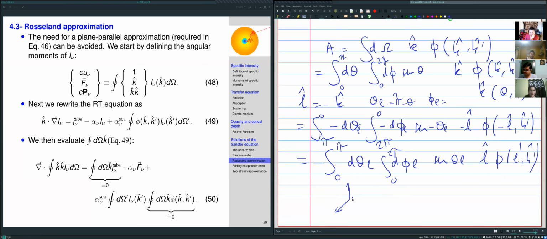So I'm drawing it here. That would be a k. That would be theta and phi. That would be phi here. And now we have minus k going in the opposite direction. So theta is pi minus theta. It's kind of hard to see in my drawing.